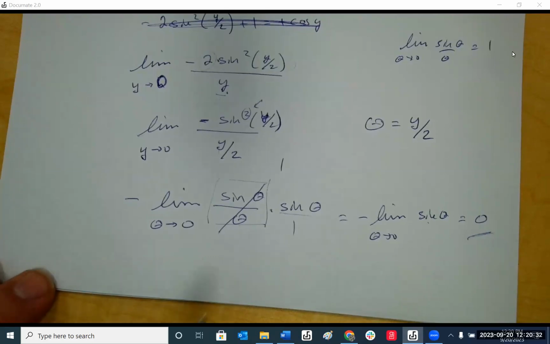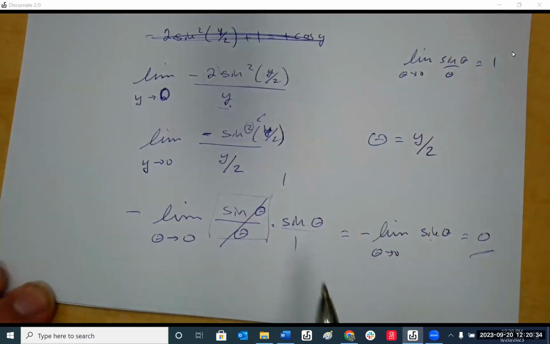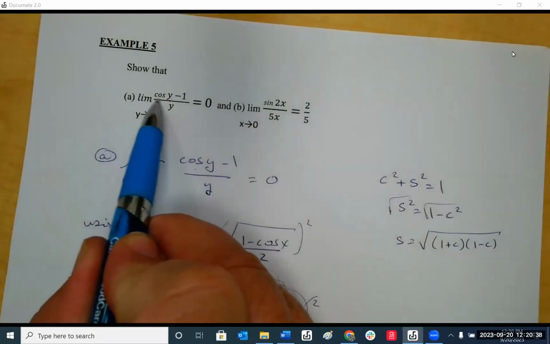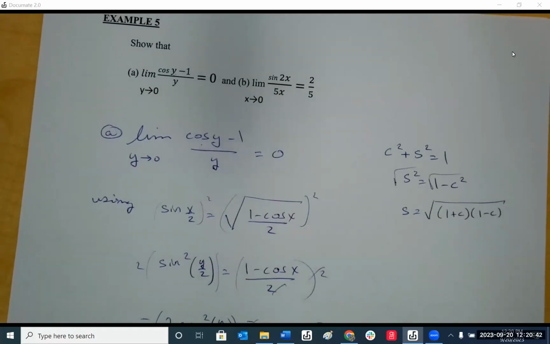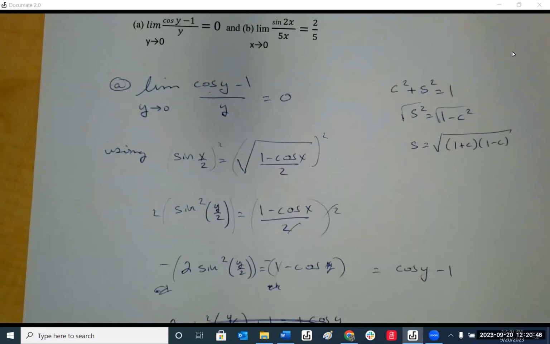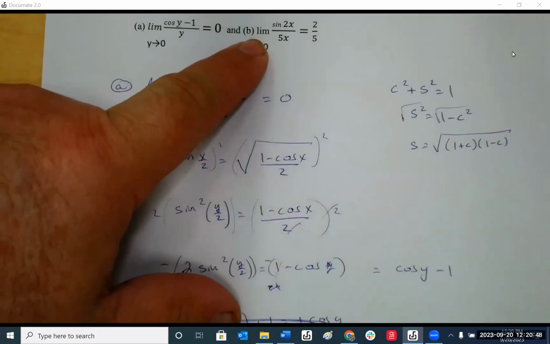So the hardest part of this one is finding a conversion that would work. Because we know what we had. We had cosine y minus 1. We had to find something with 1 minus cosine, and then from there, algebraically manipulate it. Let's do number B.